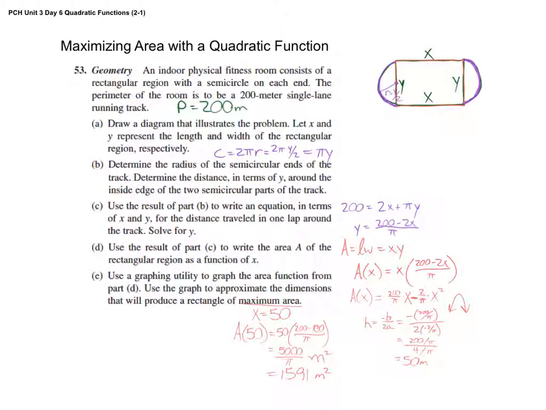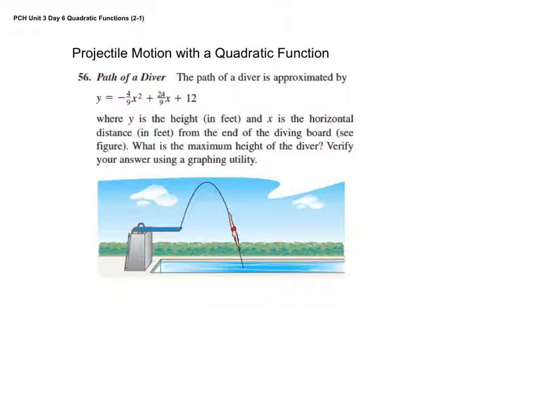All right, so let's look at a different type of question. Here we have projectile motion. Our projectile is a person jumping off of a diving board. He goes up and comes back down into the water. It says the path of a diver is approximated by y equals negative 4/9 x squared plus 24/9 x plus 12, where y is the height in feet and x is the horizontal distance in feet from the end of the diving board.